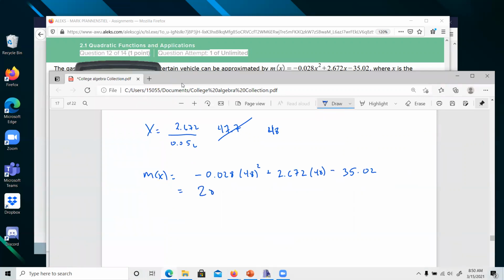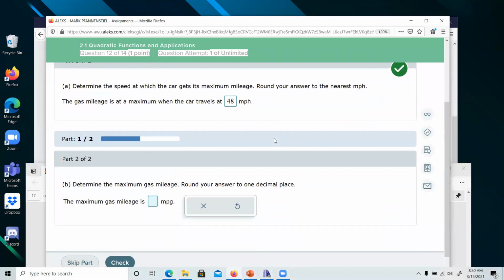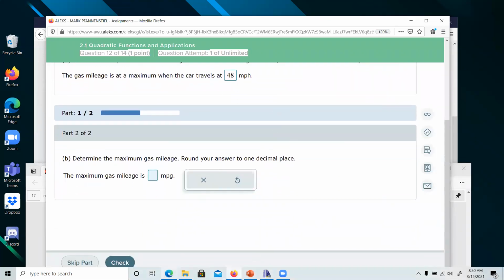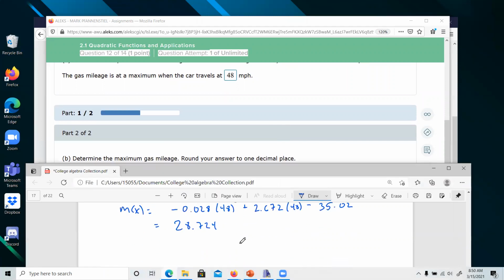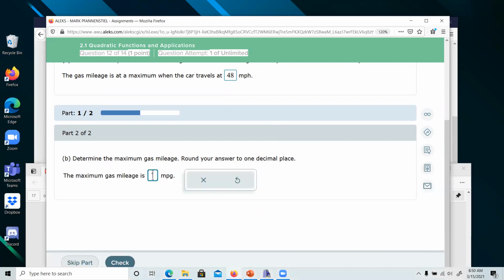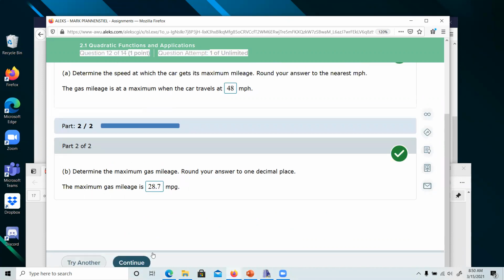28.724. I have a feeling they're going to tell me to round this, maybe to 0 decimal places. Oh, 1 decimal place, very good. So 1 decimal place is going to be 28.7. Okay, so we have 28.7 miles per gallon. Right, and there we go.